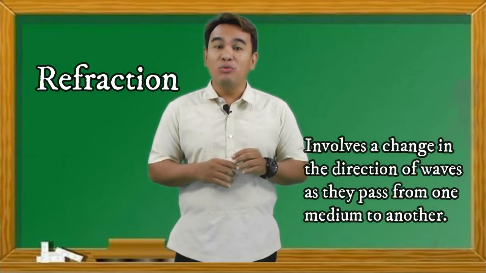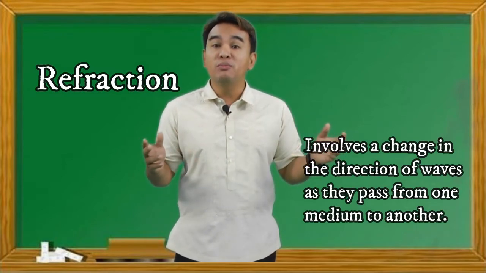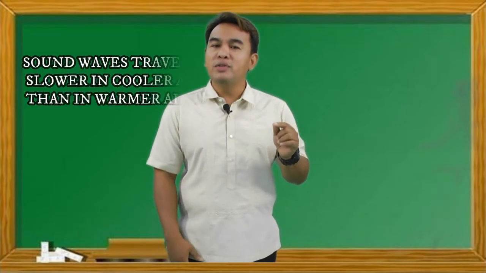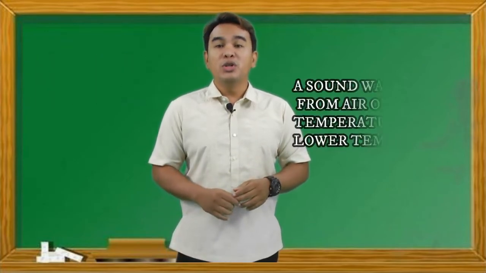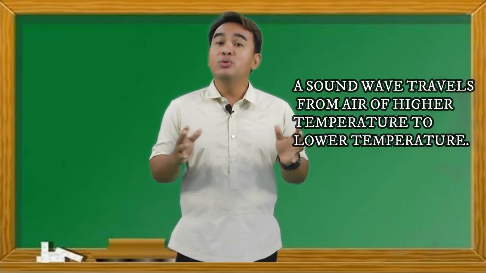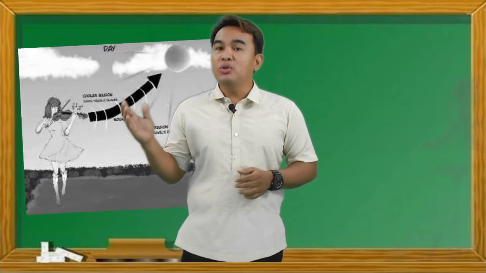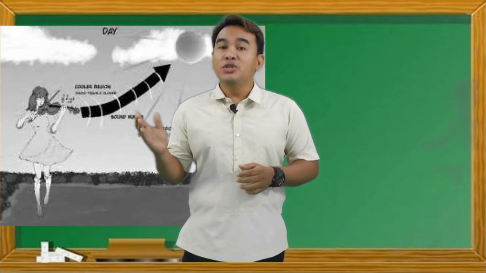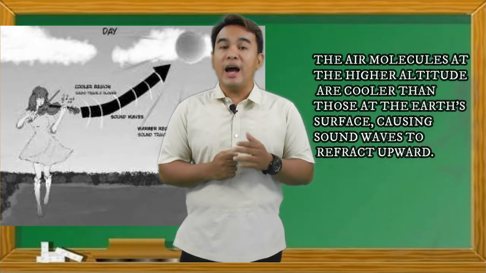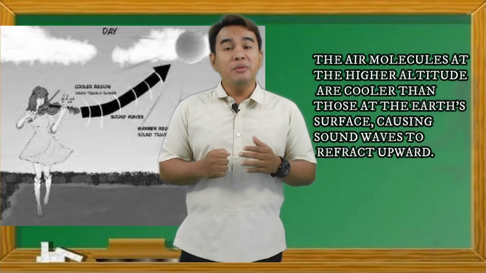The refraction of sound waves involves a change in the direction of waves as they pass from one medium to another. Sound waves travel slower in colder air than in warmer air. A sound wave travels from air of higher temperature to lower temperature. During daytime, sound travels faster at the Earth's surface, since the air molecules are hotter due to the energy absorbed from the Earth's ground. The air molecules at the higher altitude are cooler than those at the Earth's surface, causing sound waves to refract upward.